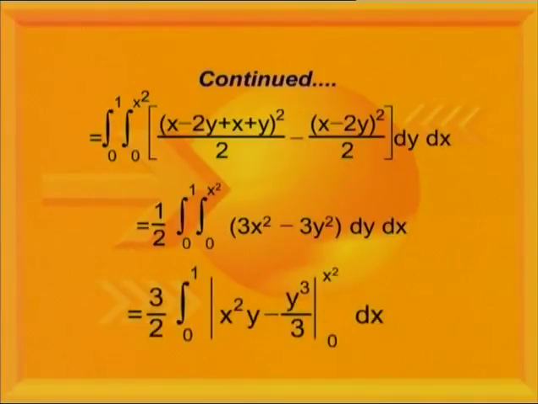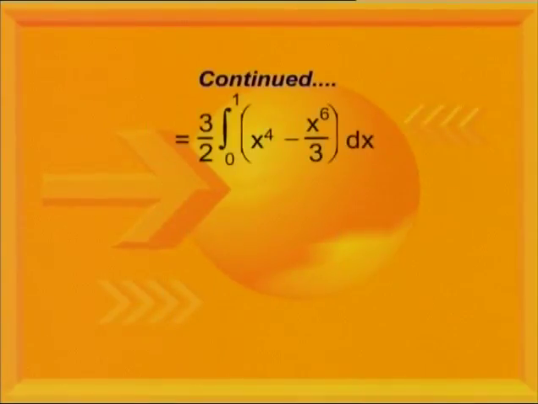And now integrating with respect to y, the integral of 3x² - 3y² is equal to x²y - y³/3, and its limit is from 0 to x². And we also have a factor 3 which we can write outside the integral signs, so this is ultimately equal to 3/2 times the integration of x²y - y³/3, where the limit for y is from 0 to x², and integration with respect to x is from x = 0 to 1.